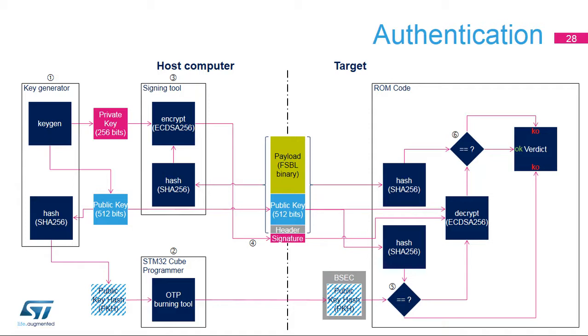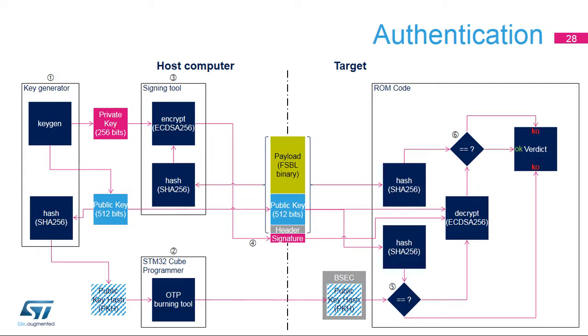3. The signing tool is used on the host side to compute the SHA-256 hash of the FSBL payload plus the public key and the file header. 4. This hash is encrypted with the ECDSA-256 using the private key to get the payload signature. The signing tool finally generates a signed file containing the payload, the public key, the header, and the signature. This signed file is the one used by STM32 Cube Programmer to populate the embedded flash.